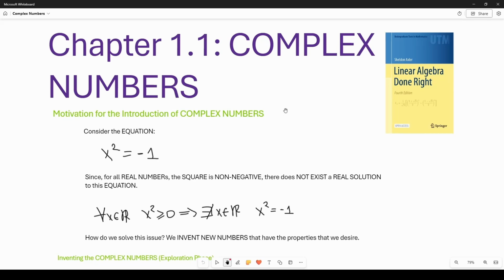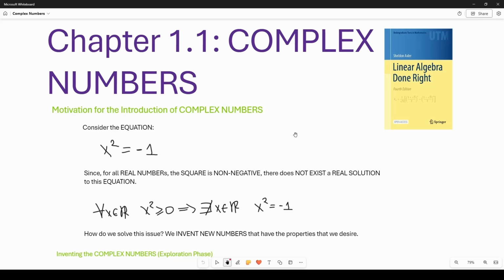Chapter 1.1, Complex Numbers. So, why do we need complex numbers? Well, consider the following equation. x squared equals minus 1. And we ask ourselves, does there exist any real number such that its square is equal to minus 1? Well, since for all real numbers the square is non-negative, there does not exist a real solution to this equation.